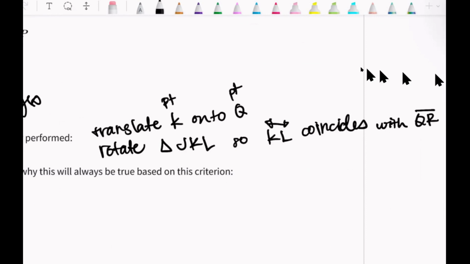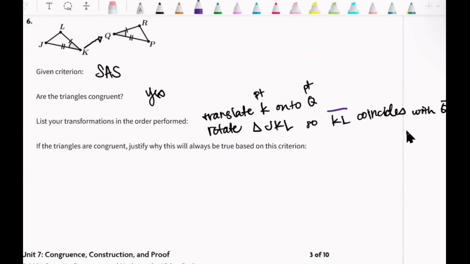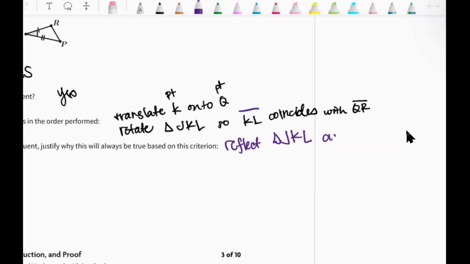Now, if you notice, Miss Johnson, why did you put a line here? Oh, I just put extra arrows there. You don't have to. But I just want KL to be on top of QR. So in fact, I want to erase those because I figured out that I want it to be just this segment, so that KL coincides with QR. I want them to occupy the same space, not just be on the same line. And then last but not least, I would reflect triangle JKL across QR.